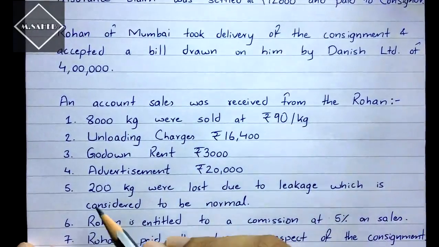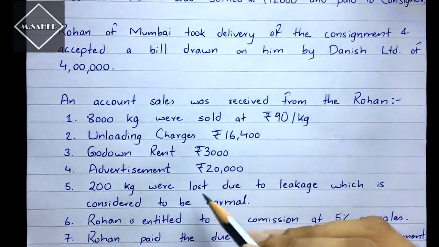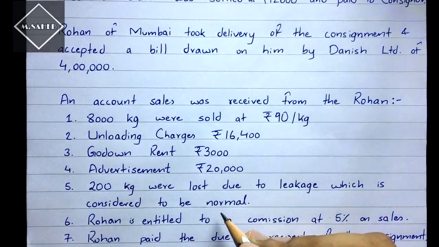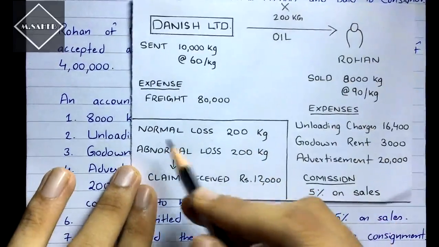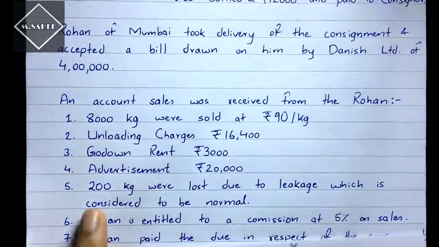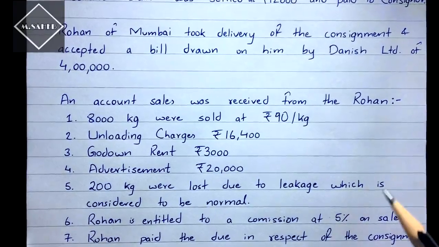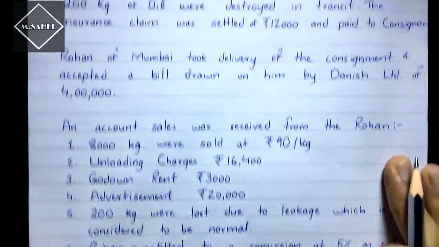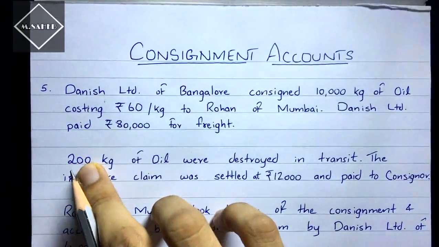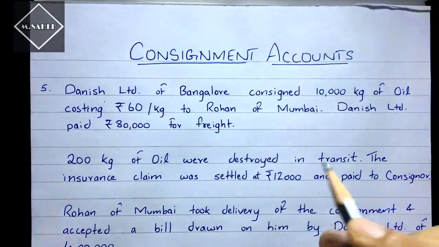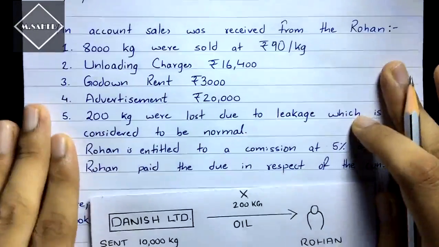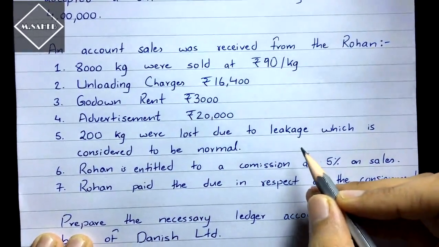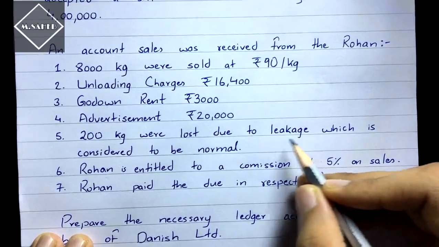Then they have given us that 200 kg were lost due to leakage, which is considered to be normal. This is normal loss of 200 kg. We will see how to treat this normal loss also while solving the problem. Before, a loss was given and they didn't say anything, they just said 200 kg of oil were destroyed in transit, so that was abnormal loss. But here it is specifically given as considered to be normal. So this is normal loss, and losses due to leakage and evaporation are called normal loss.